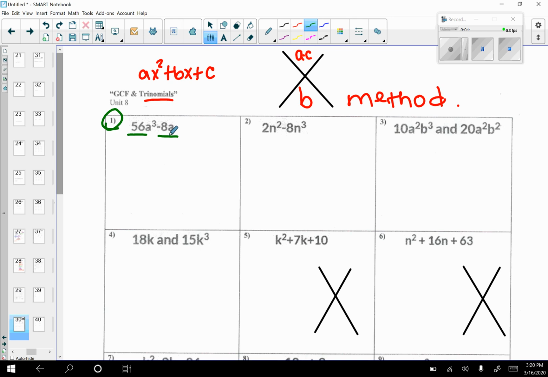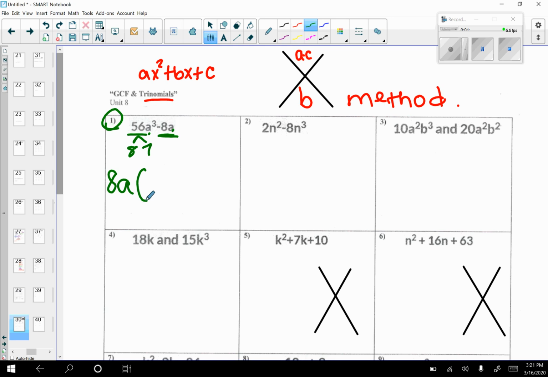checking the greatest common factor first, we're going to say, okay, well, 8's my greatest common factor, right? Does 8 divide 56? Yeah, it does. 8 times 7 is 56. Okay, so I can take out an 8 from both of these terms, and I have an a cubed here and an a here, which means I can take out an a. I can't take out more than I have, so I can only take out an a.